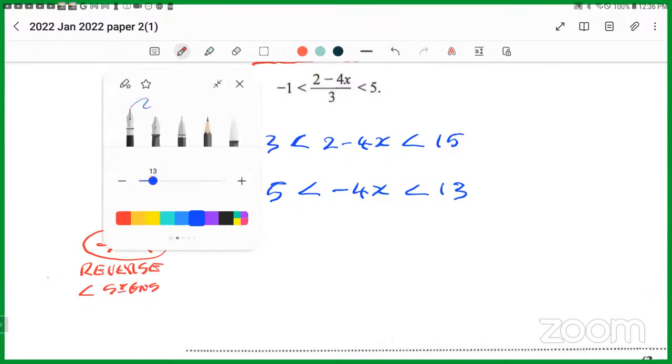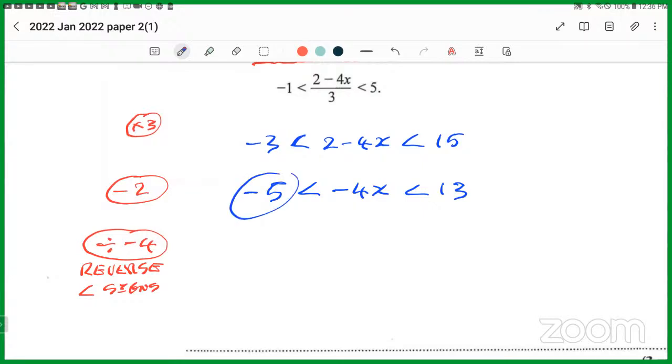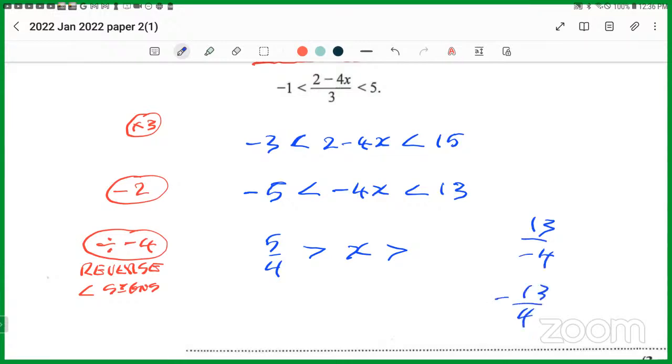So I'm going to divide this side by -4, and it becomes a positive 5/4. This side is reversed to greater than. The middle is now just x. This is also reversed to greater than. This becomes -13/4, since 13/-4 is the same as -13/4.